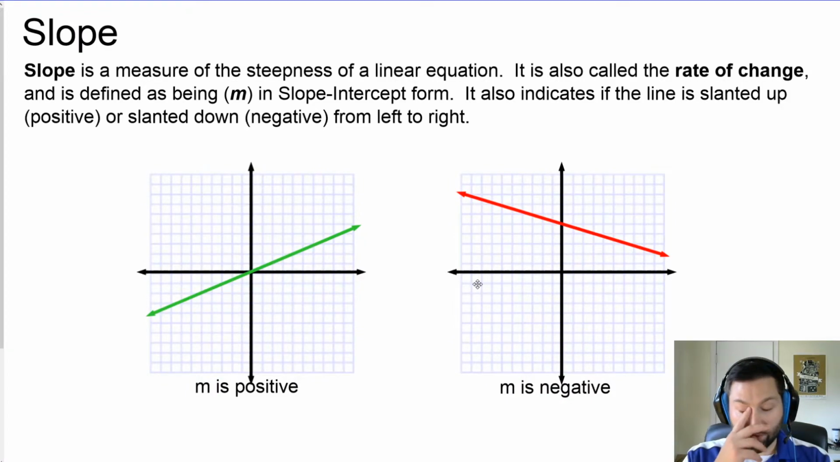So I'm just going to review some of the concepts for a linear equation. It's important to remember that slope is a measure of the steepness of a linear equation. It's also called the rate of change, and is defined as being m in the slope-intercept form. It also indicates if the line is slanted up, positive, or slanted down, negative, from left to right. So you can see my two examples here. Green would be considered a positive slope, and red would be considered a negative slope.